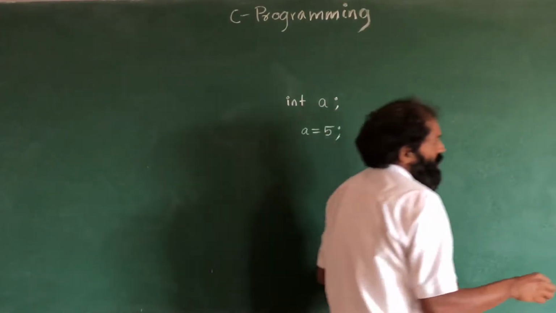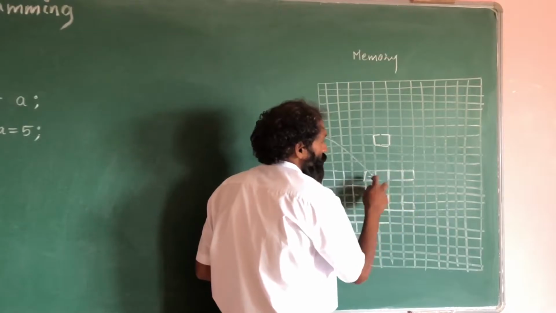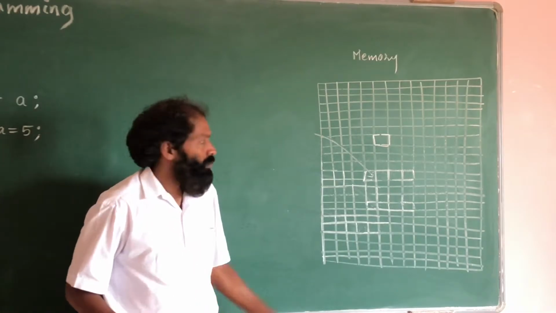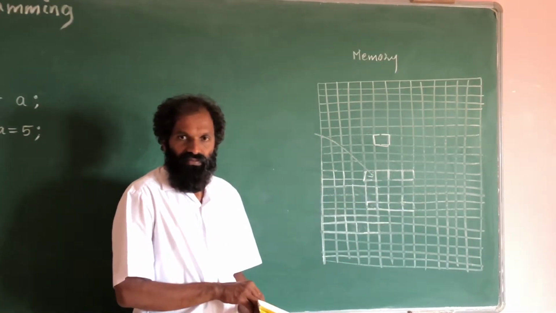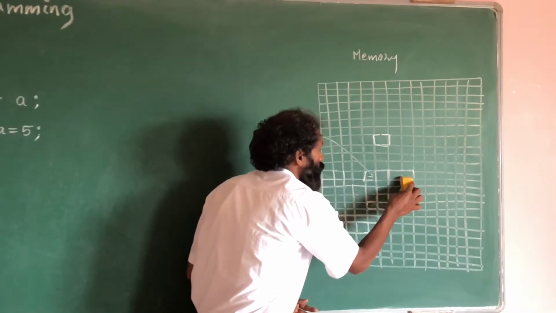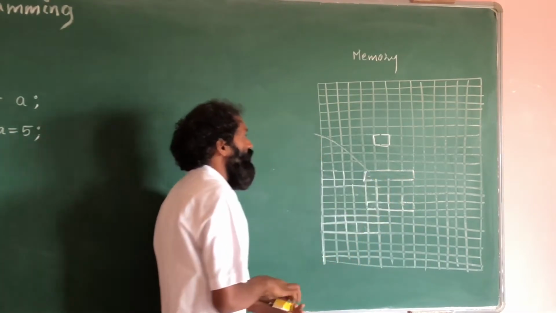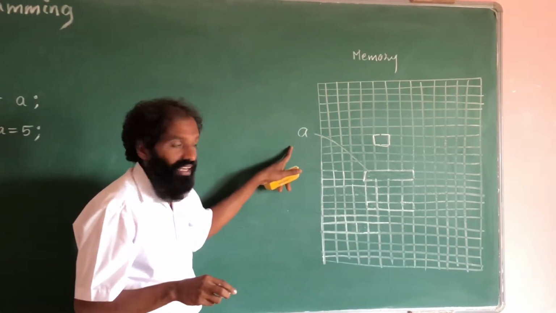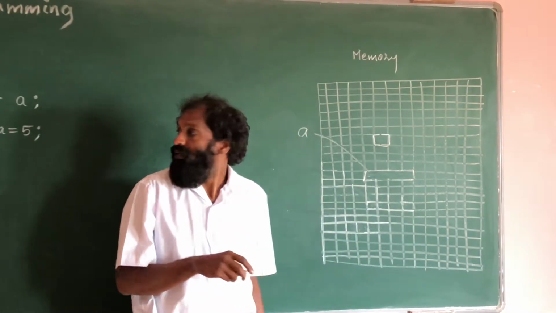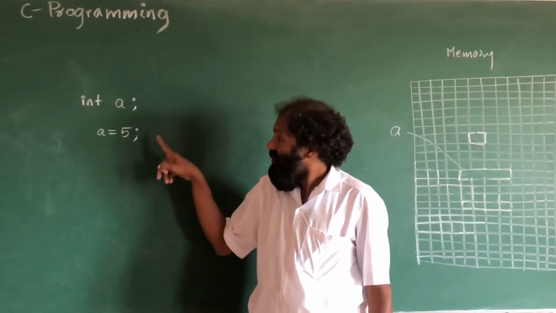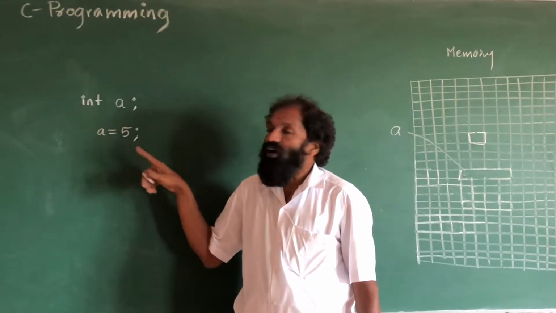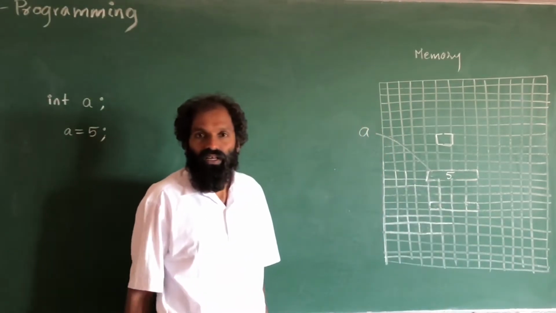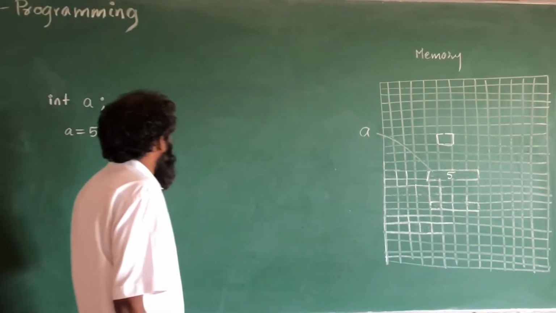With this line, it reserves 4 bytes of memory. Each box is 1 byte. So it reserves 4 bytes of memory, which means 4 boxes will be reserved for A. In the name of A, 4 boxes are reserved. This line represents that A's value is 5. It means 5 will come here.